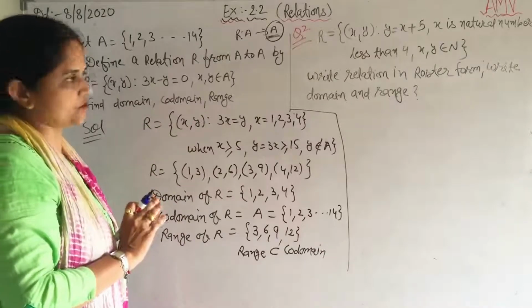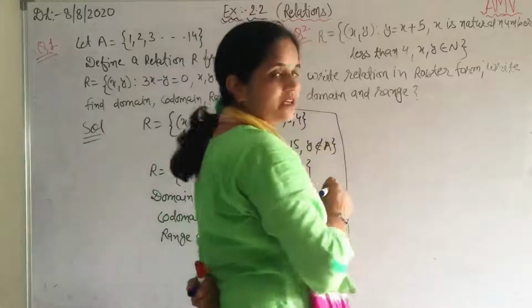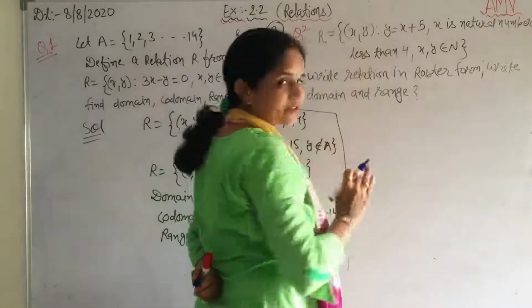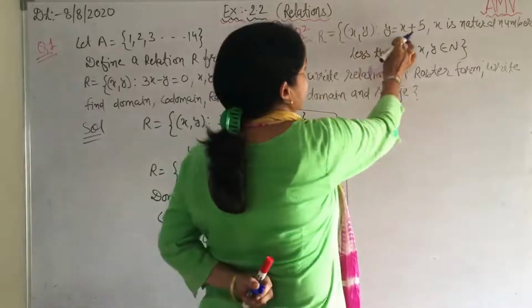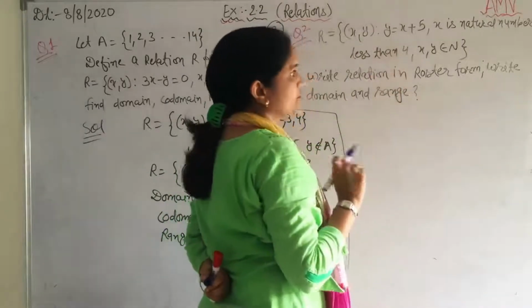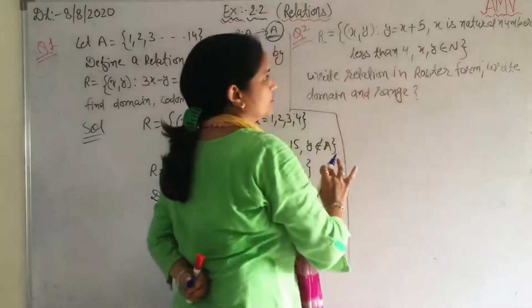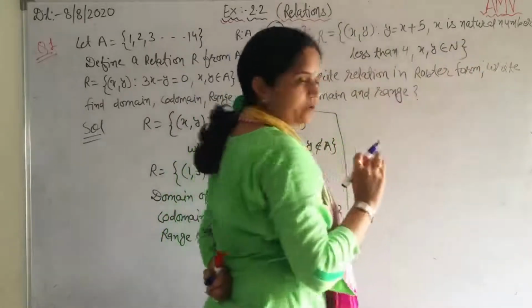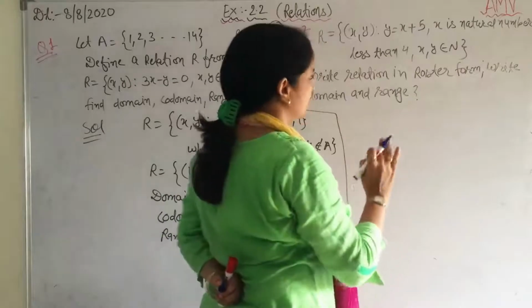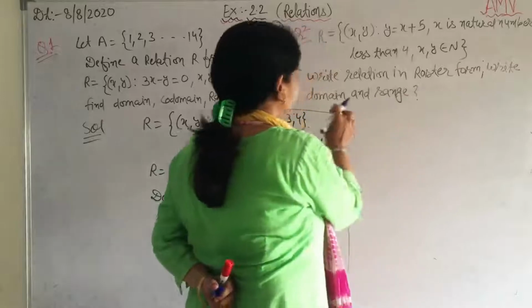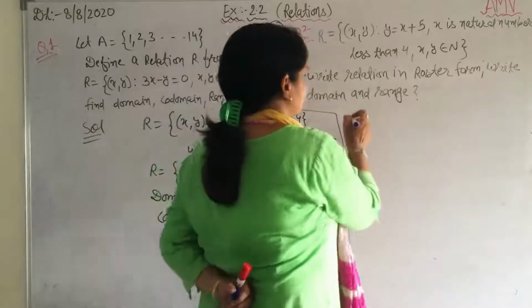Okay, definitions also. For the second question, here the relation is given: the set of (x, y) such that y is equal to x plus 5, x is a natural number less than 4. Okay, (x, y) belongs to N means y is also a natural number. Write the relation in roster form. Write domain and range. Okay.